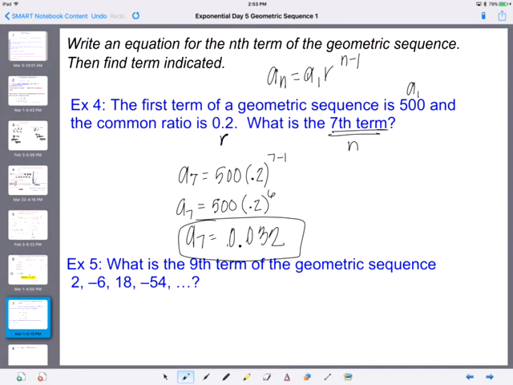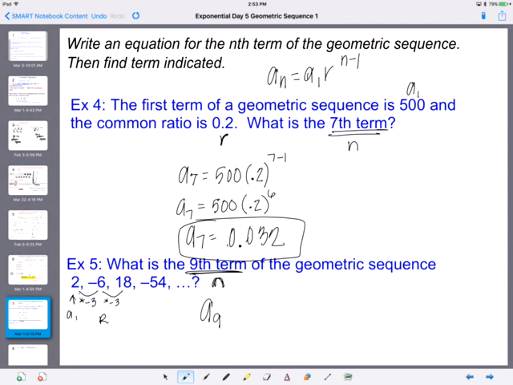Let's try another one. What is the ninth term? So our n is 9. This time they gave us a sequence to look at, so we need to recognize that our first term is our a sub 1, but we need to ask ourselves, what is the common ratio? How do we go from 2 to negative 6? We multiply by negative 3. Negative 6 to 18. We multiply by negative 3. So our common ratio, or our r, is negative 3.